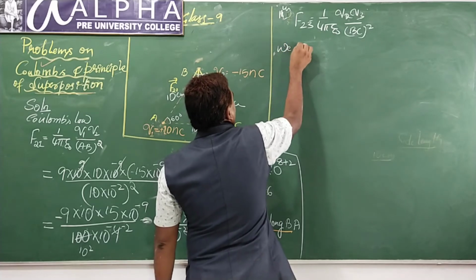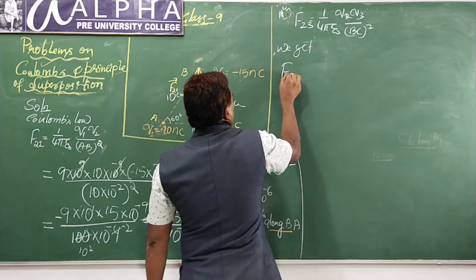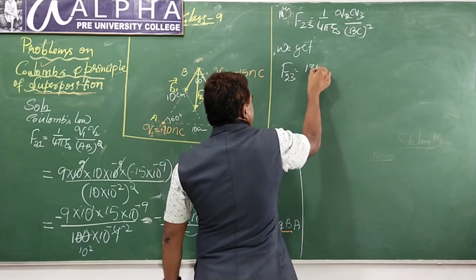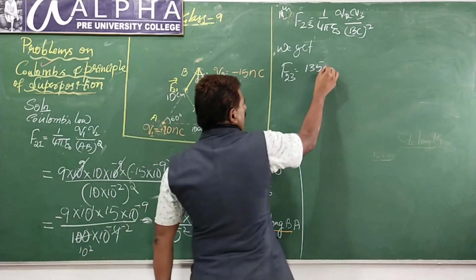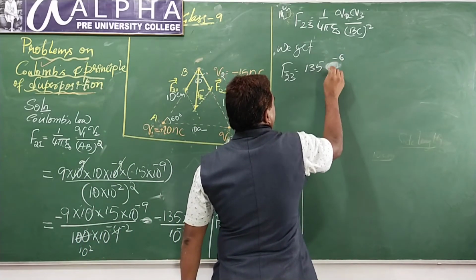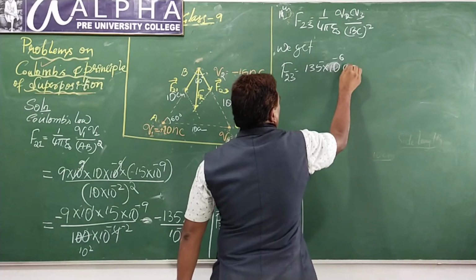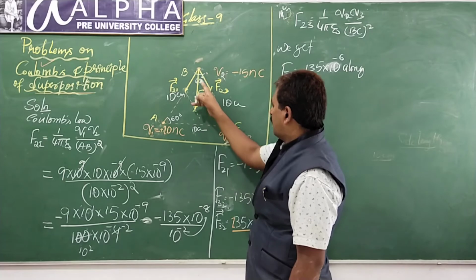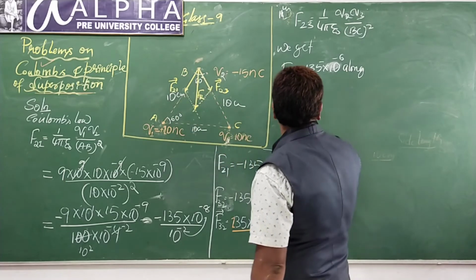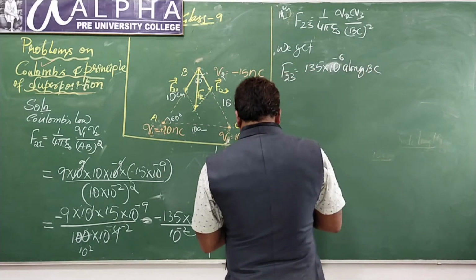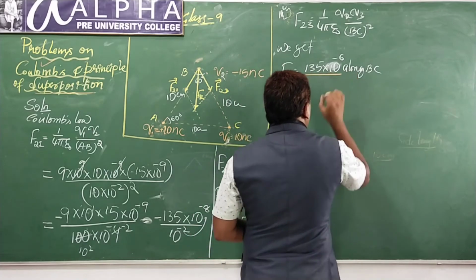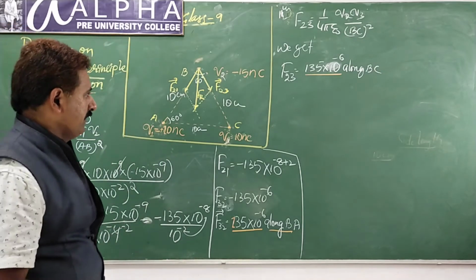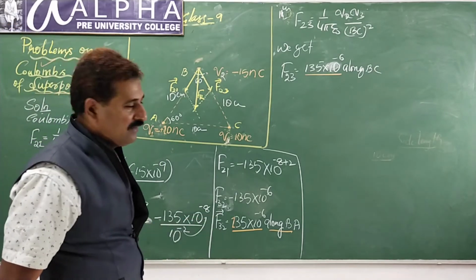Therefore, we get the value of F23. Once you substitute, do the same calculation, get 135 only. This value, 135 times 10 to the power minus 6. Along which way? Direction is slightly different. This is along BA, this is along BC. When you are using the value, just use 135 times 10 power minus 6. Don't use the negative sign. That's it. What is the resultant? Very simple.